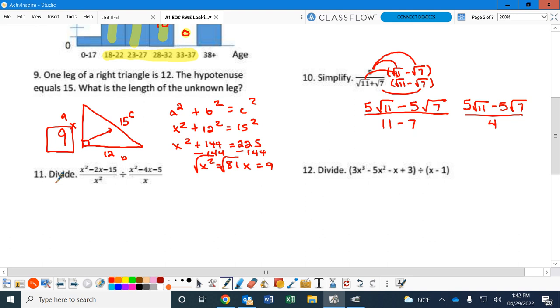Okay. Guys, which one's the hypotenuse? The one that's always across from the what? The right angle. Okay, guys. The one across from the right angle.